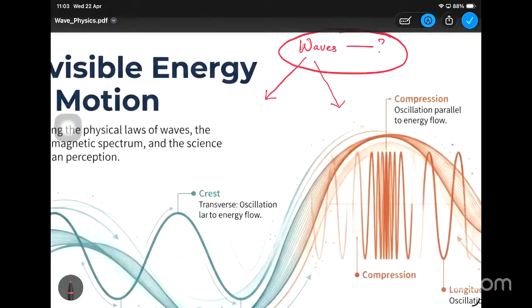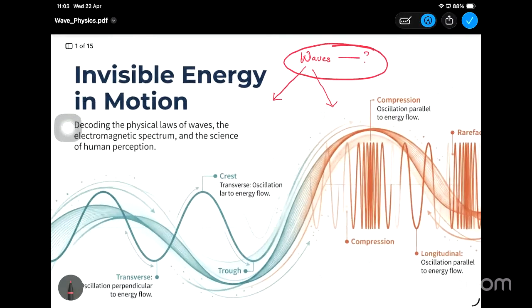So we have mechanical waves and electromagnetic radiation. The categorization is based on the use of materials or the particles in the medium, right? Whether we need to use the particles or not. If we are using the particles, then they fall under mechanical waves, and the other ones will be electromagnetic radiation. So here we are using particles, and here we don't need particles at all, right?